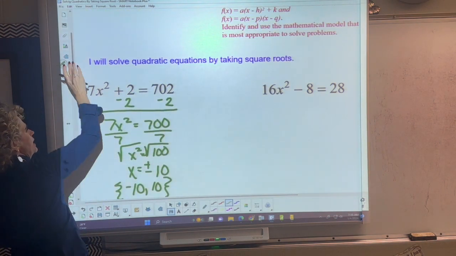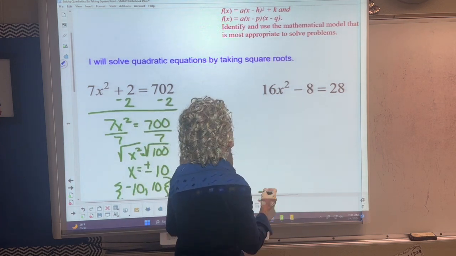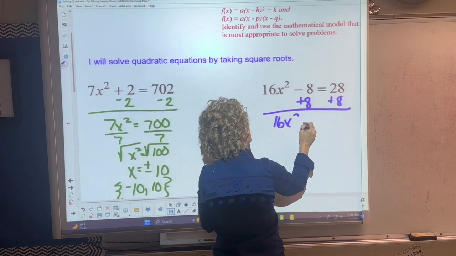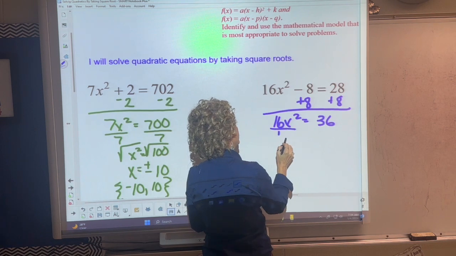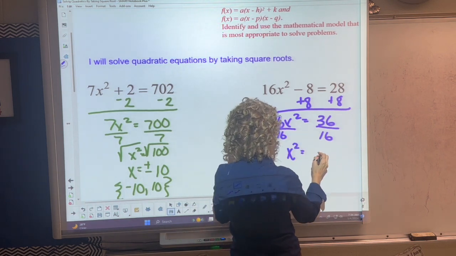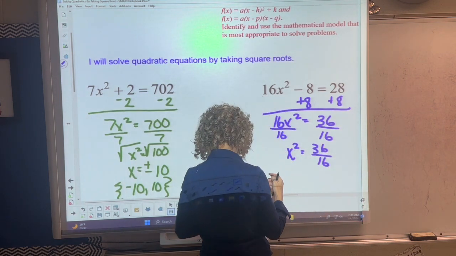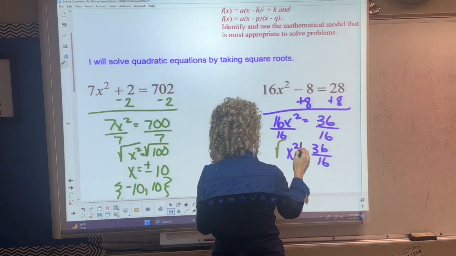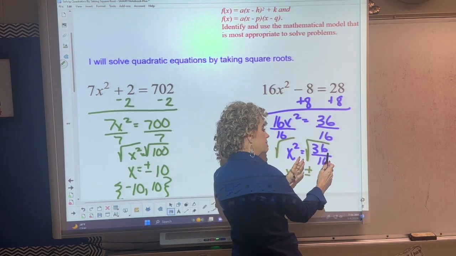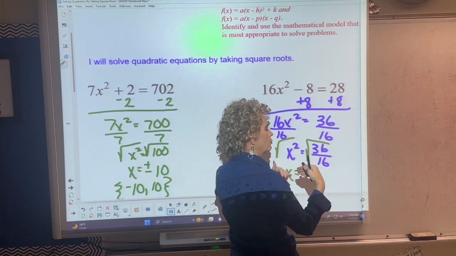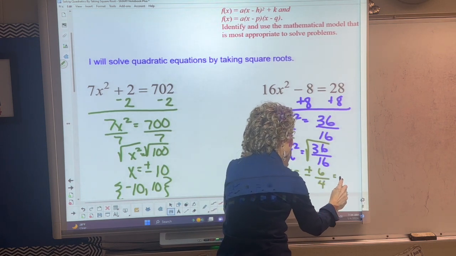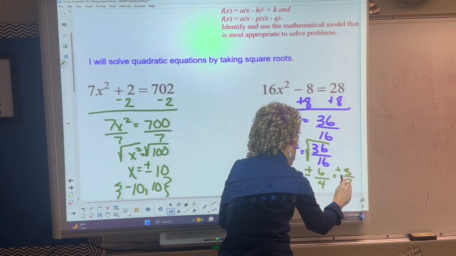Okay, let's see what this one gives me. I'm going to isolate x squared, add 8 to both sides. 16x squared equals 36. 28 and 8 is 36. Divide by 16. X squared equals 36 over 16. I know what this is going to be. If you don't, that's okay. You're going to take the square root of both sides, and x is going to be plus or minus. If I put this in my calculator, it's going to spit out 3 halves. But the square root of 36 is 6, the square root of 16 is 4, and this simplifies to 3 halves. So I would get a plus or minus 3 halves.